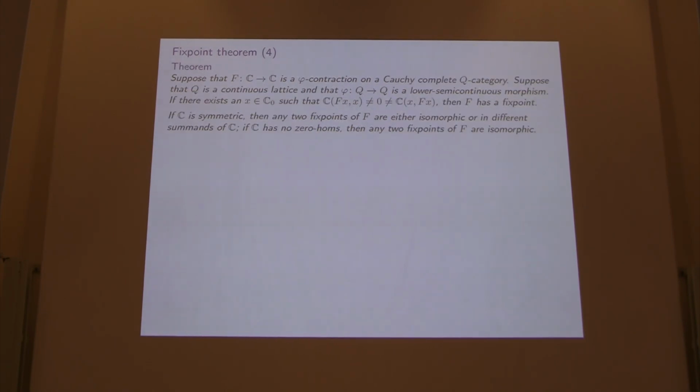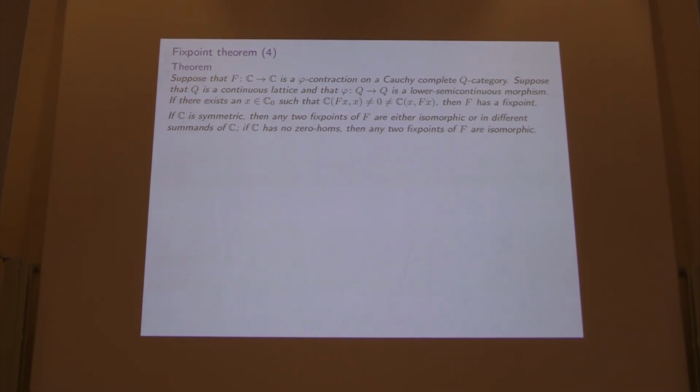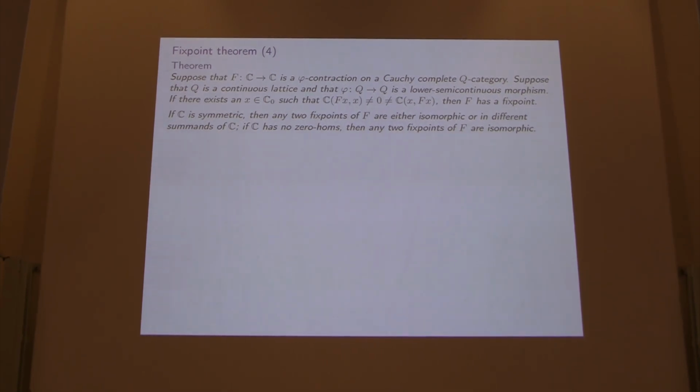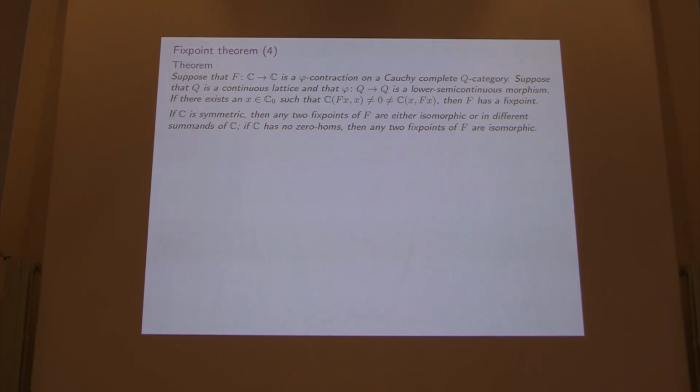Right, so I can sum up and state a theorem. It says that suppose that f is a phi contraction of a Cauchy complete Q category. Suppose that Q is continuous as a lattice, and that phi is lower semi-continuous as a morphism, a lattice morphism. If there exists an x such that c(fx, x) is not 0 and c(x, fx) is not 0, then f has a fixed point obtained by Picard iteration. If C is symmetric, then any two fixed points are either isomorphic or in different summands, and if C has non-zero Homs, then any two fixed points are isomorphic.